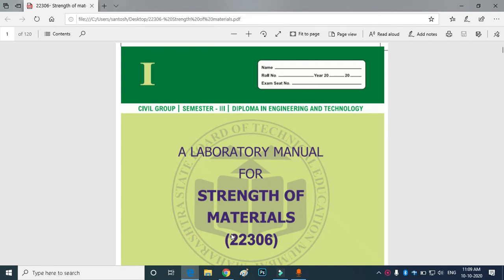Welcome to our session on practicals. From this session, we are going to start our practical of strength of materials.